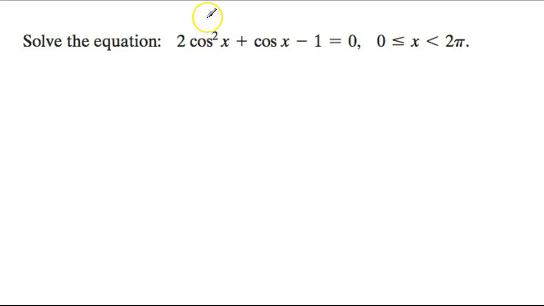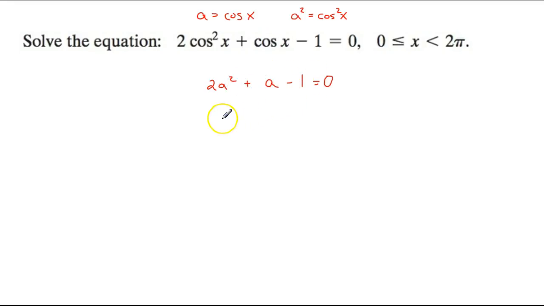Let's say a is the cosine of x. Alright, if that's the case, then I can replace this with a, and then that's minus 1 equals 0. And then this 2 cosine squared x, remember cosine squared x is the same thing as the cosine squared. So if I square both sides of this equation, I would get a squared equals cosine squared x. So this is just a squared, so I can say that's 2a squared plus a minus 1.